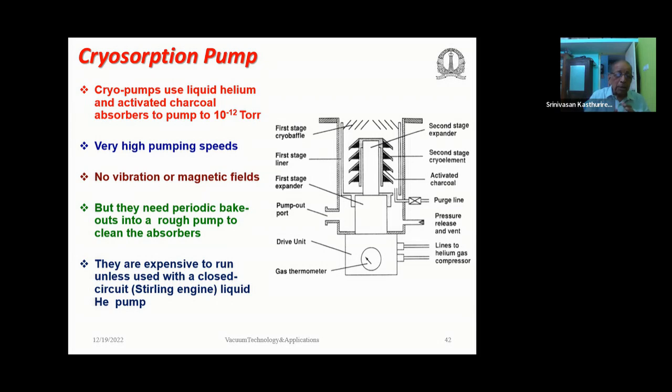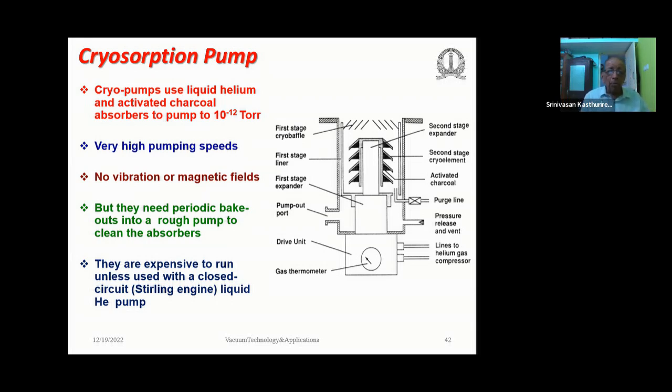What needs to be done is, as the gas molecules get trapped into the cold traps, into the adsorbent, the adsorbent needs to be periodically baked or heated, and along with the rotary pump or roughing pump, these molecules are to be thrown out. Okay, so this is the process of desorption. Adsorption is the process by which gas molecules are getting into the pump. Desorption is the process where the gas molecules are thrown out of the pump.